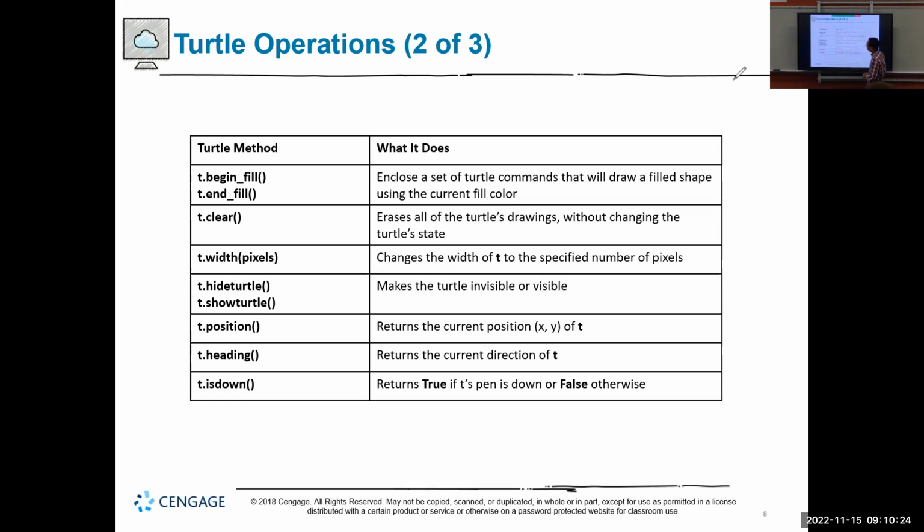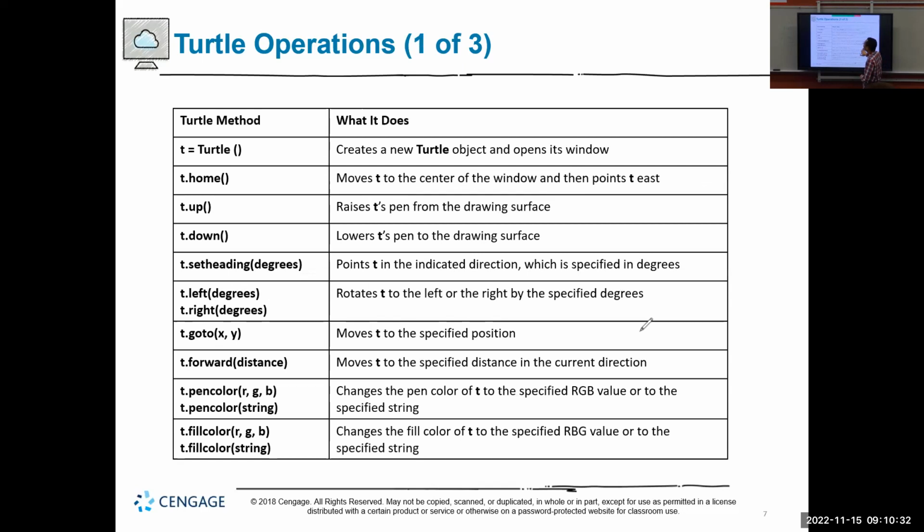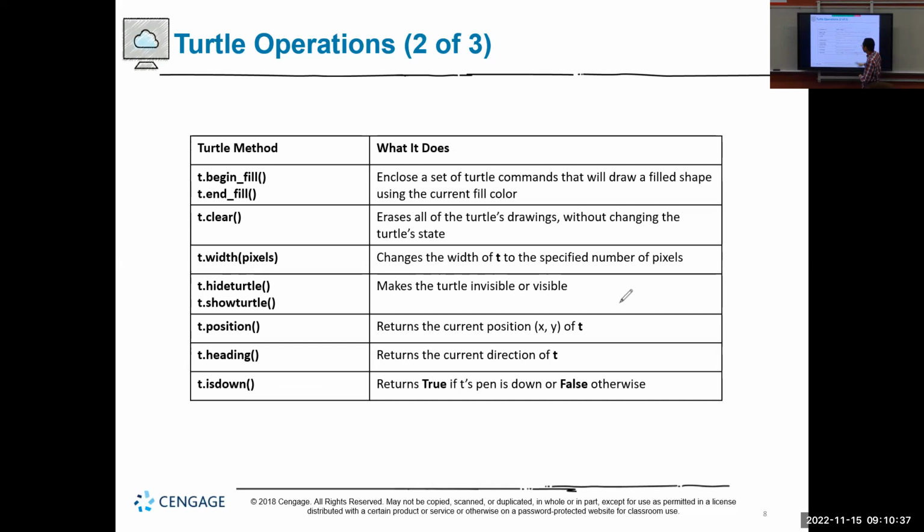You can hide the turtle or you can show the turtle, and you can return what is the current position of the turtle. And we have the t.heading again? Okay, set heading and t.heading. Okay, return the current direction of the turtle, and t.isdown returns true if the pen is down, or false if it's not. Right? So that is a Boolean.